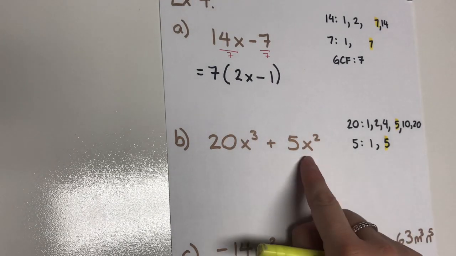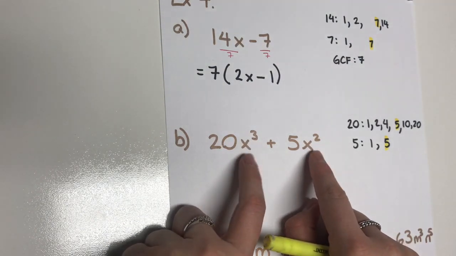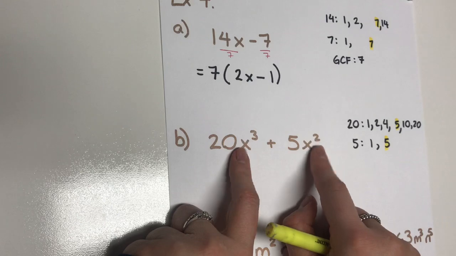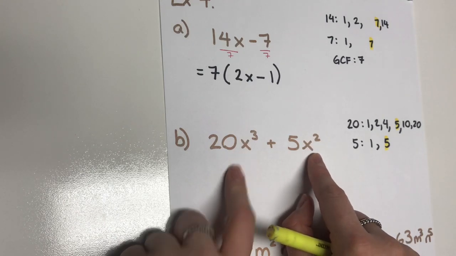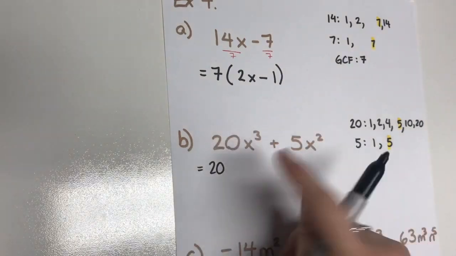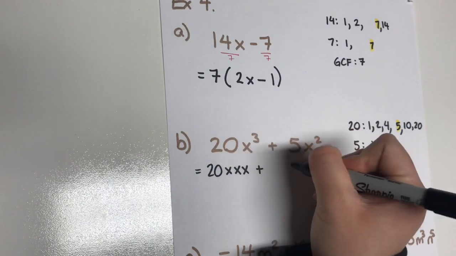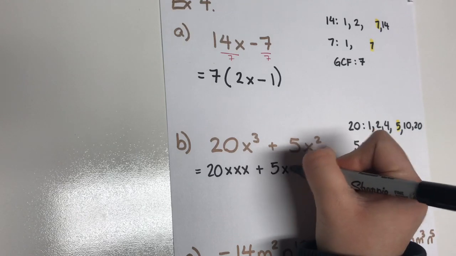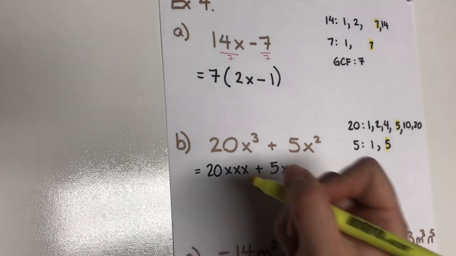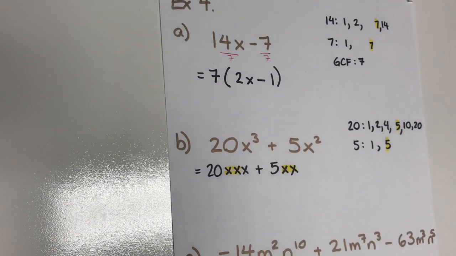For the variables, the greatest common factor is the lowest exponent. So here they both have an x, but the highest one is, sorry, the lowest one, not the highest, the lowest. The lowest is the one that they have in common. You can think of it like this. X to the power of 3 means x times itself 3 times, and x to the power of 2 means x times itself 2 times. So what they have in common are 2 of these x's.